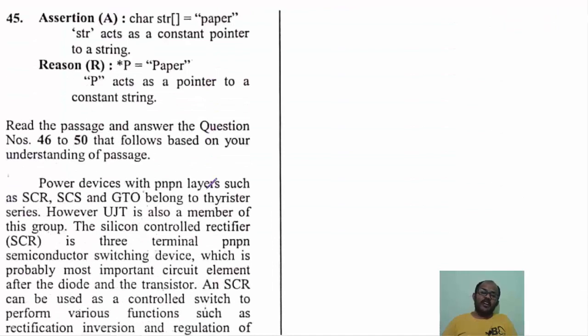For the 45th question, character string paper str acts as a constant pointer to a string. This statement is true. Star p equals to paper, nothing but star means a pointer, p acts as a pointer to a constant string. So for this you comment your answers in the comment section. 46th to 50th questions are based on power electronics.